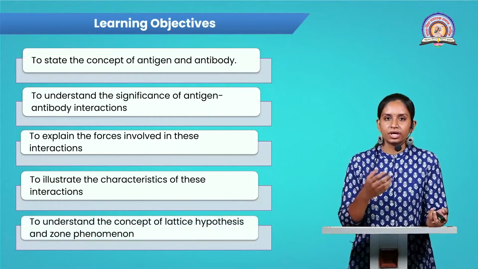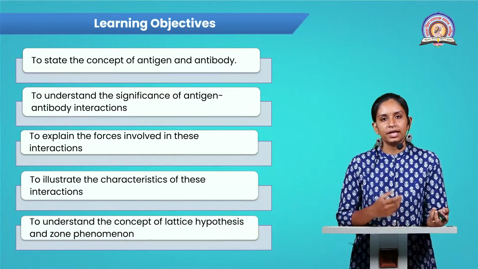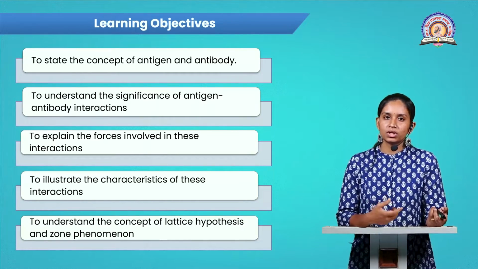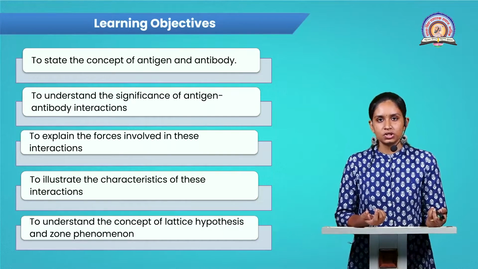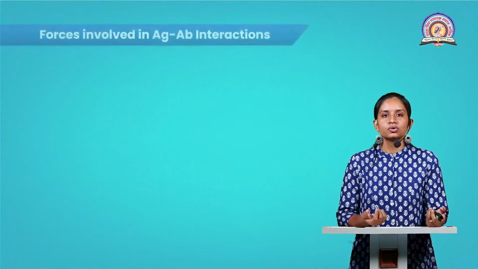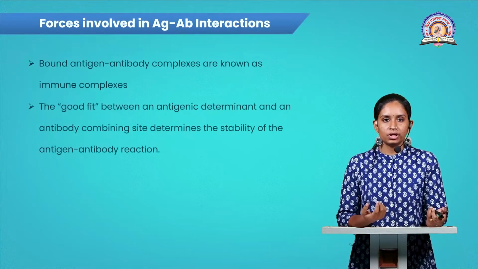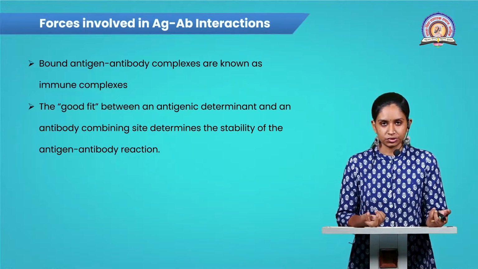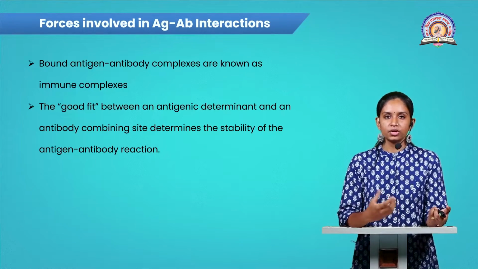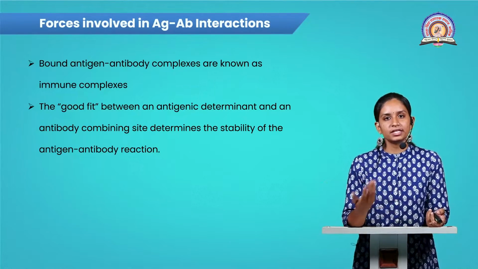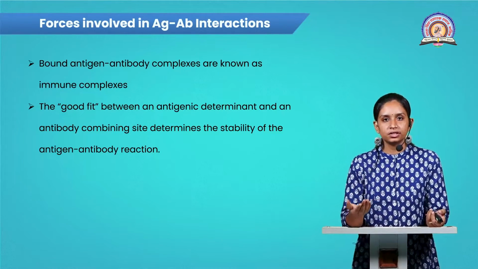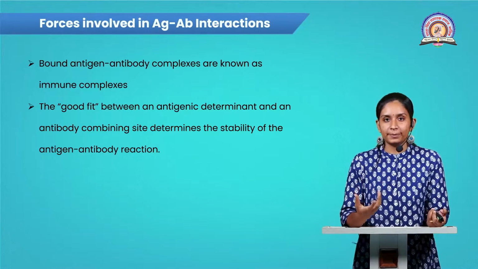Then we will see a few characteristics of these interactions, and lastly we are going to see what is lattice hypothesis and the zone phenomenon. So the first topic is the forces involved in antigen and antibody interaction. As I have told you just now, when antigen and antibody interact with each other, they are going to result in the formation of immune complexes.